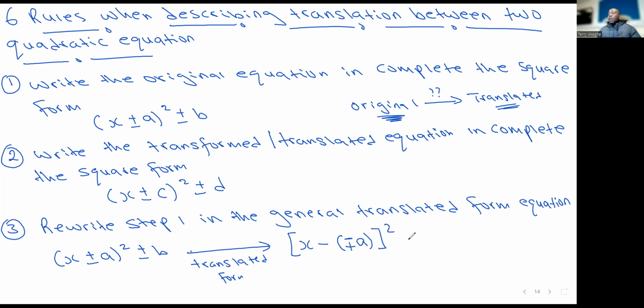Squared, plus, same thing, we're going to have plus or minus b. So you've seen it, we've written it in the translated form. Don't worry, I'm going to pick an example and explain. So we have this, you're going to rewrite this in a translated form. You do the same thing now for the next one, for the translated equation as well.